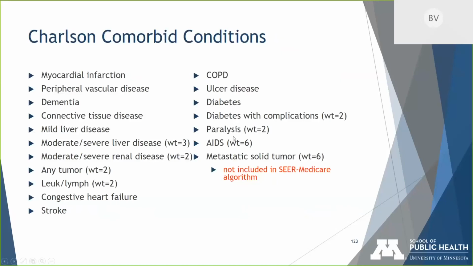There has been some talk recently about including AIDS with a weight of 6 in the Charlson, because AIDS actually has a relatively better prognosis than it used to, but that's something that you can look into in the literature. Right now, the standard macro does still include it with a weight of 6. The original Charlson does include metastatic solid tumor with a weight of 6. This is not included in the SEER-Medicare algorithm. Oftentimes, if we're interested in metastases, we want to include it separately, not necessarily within the comorbid conditions. So it's just not included in the SEER-Medicare algorithm.